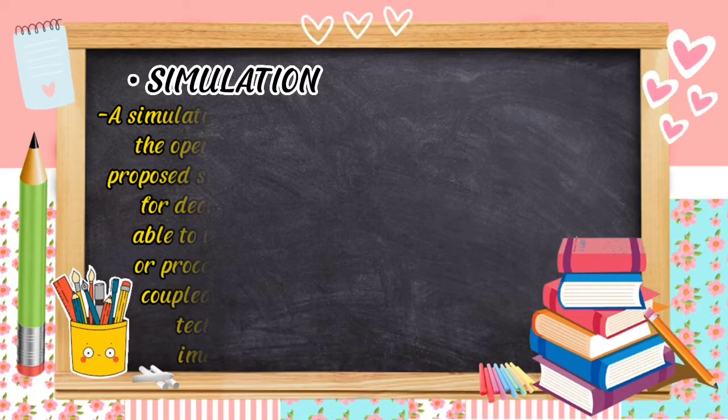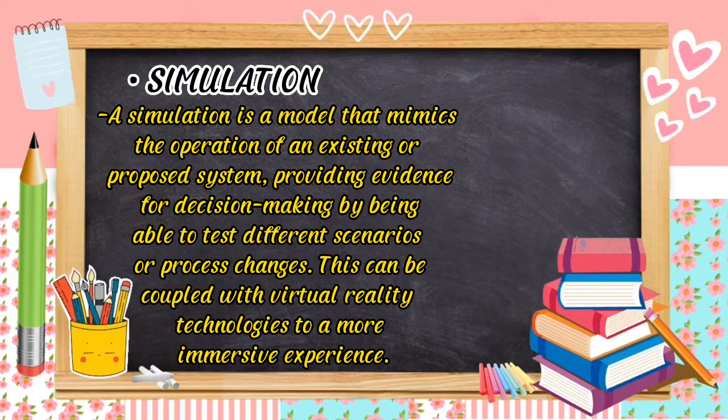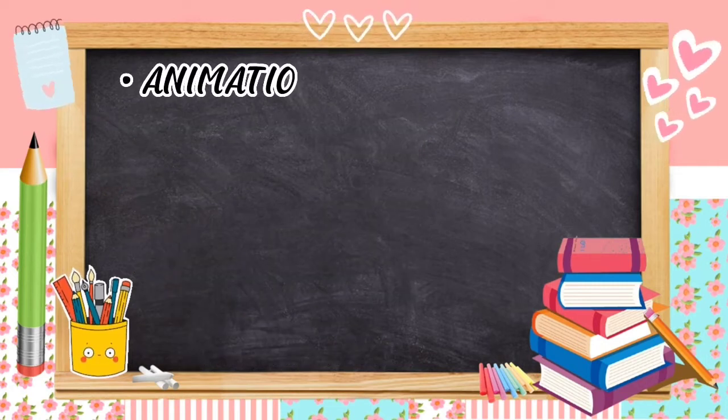Third is simulation. A simulation is a model that mimics the operation of an existing or proposed system, providing evidence for decision making by being able to test different scenarios or process changes. This can be coupled with virtual reality technologies for a more immersive experience. Simulations can be used to tune up performance, optimize the process, improve safety, test theories, train staff, and even for entertainment in video games. Scientifically modeling systems allows a user to gain an insight into the effect of different conditions and courses of action. Fourth is animation.